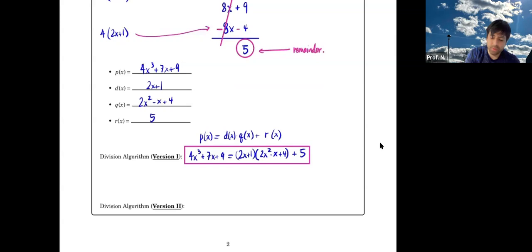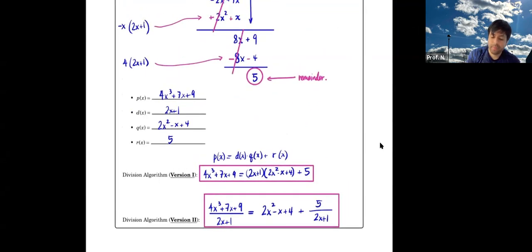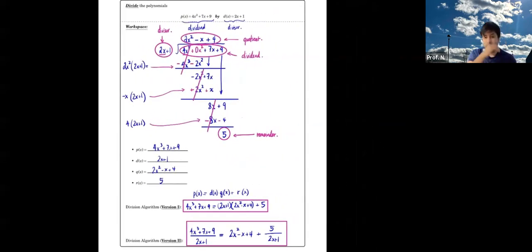And then we have version 2. Version 2 is the one that we actually normally write it as because it's the division version. So it's 4x cubed plus 7x plus 9 divided by 2x plus 1. What's the result? The result is the quotient, which is 2x squared minus x plus 4 plus the remainder over the divisor, 2x plus 1. So this is the other way to represent the division. Okay, and that's how we take care of polynomial long division.